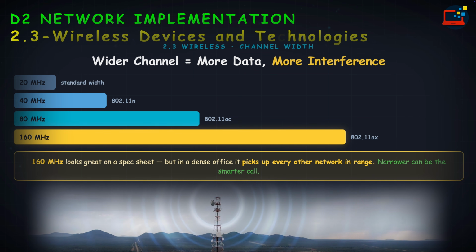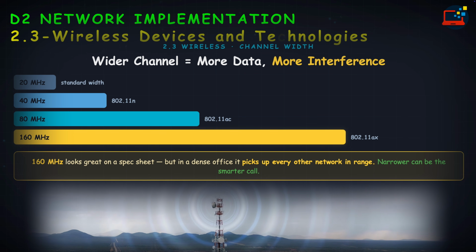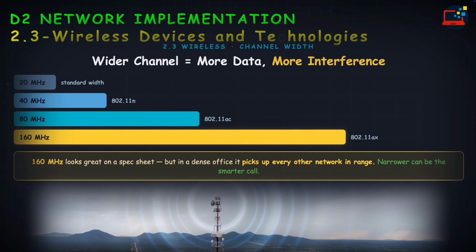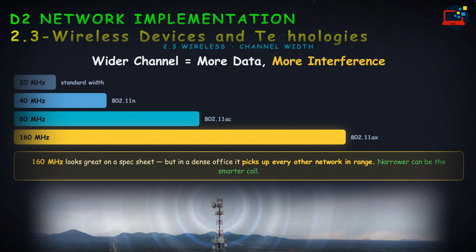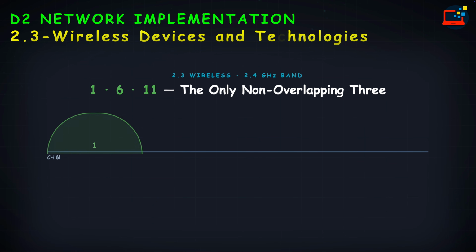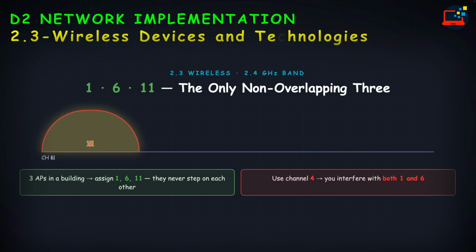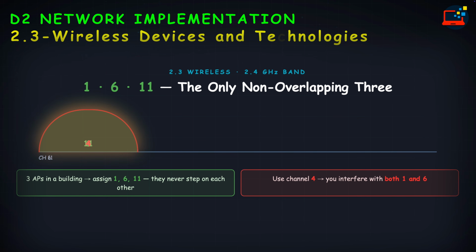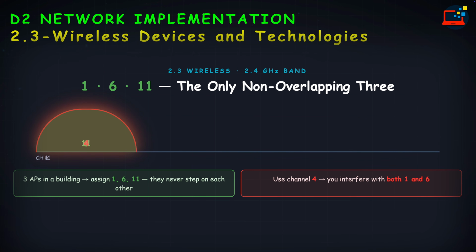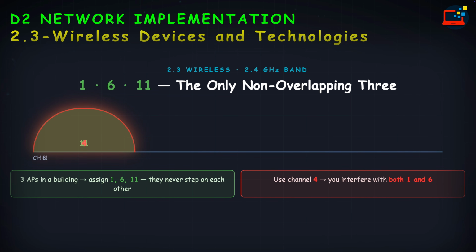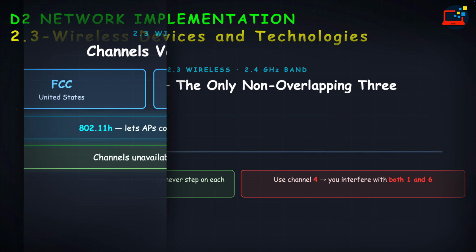The trade-off is real. A 160 MHz channel sounds great on a spec sheet, but in a dense office, it picks up every other wireless network in range. Non-overlapping channels in the 2.4 GHz band are 1, 6, and 11. Those are the only 3. Any other channel in 2.4 overlaps with at least one of those. If you have 3 access points in a building, you assign them channels 1, 6, and 11 so they do not step on each other. Use channel 4 and you are interfering with both 1 and 6.